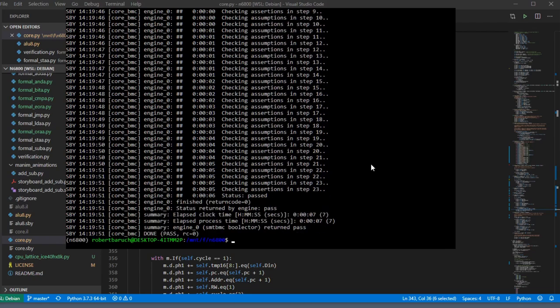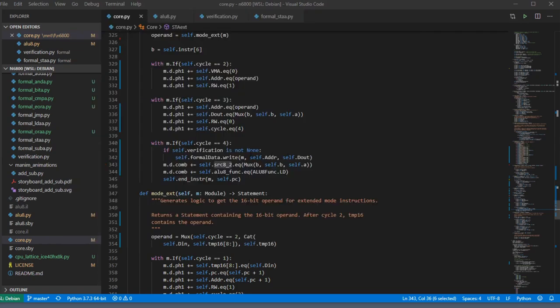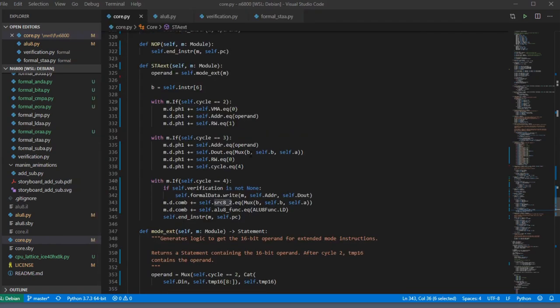All right, looking great. Okay, so we finally have a working store A instruction. Now, I do want to point out that when I first implemented the store A instruction, notice that bounded model checking worked just fine. And the reason that it worked fine is that I did not set up formal verification properly. So it fooled me into thinking that formal verification worked.